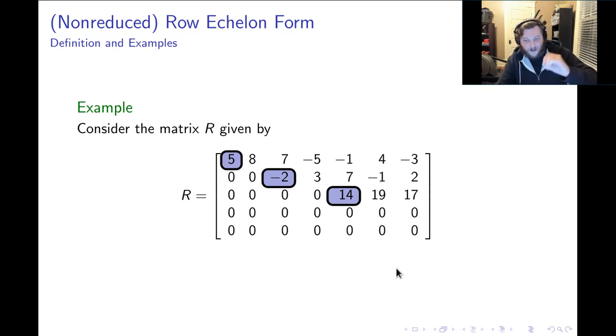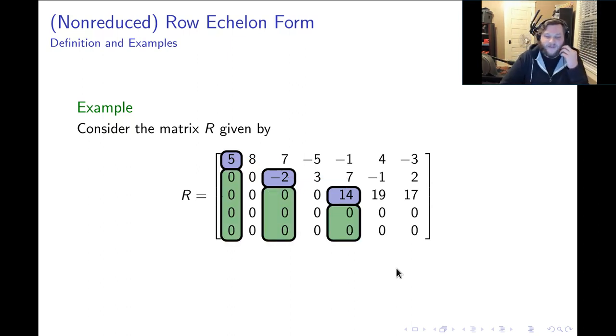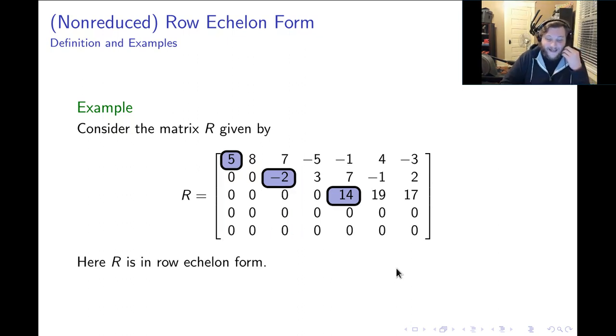Does every pivot occur to the right of the pivots above it? Yes. To get from the first to the second, we travel to the right and down. To get from the second to the third, we travel right and down. And then finally, is every entry below a pivot equal to 0? Yes, in this case. So this is an example of a matrix that's in row echelon form.